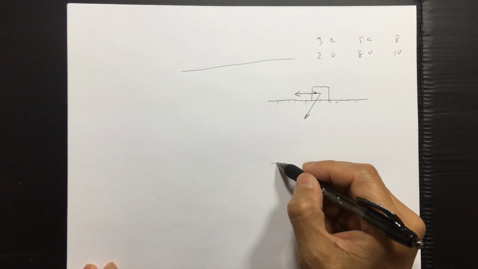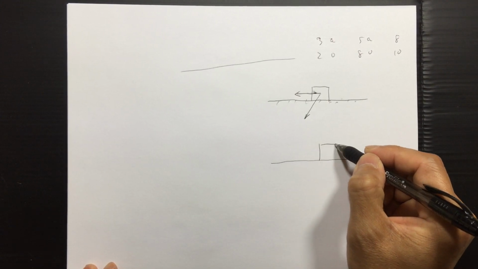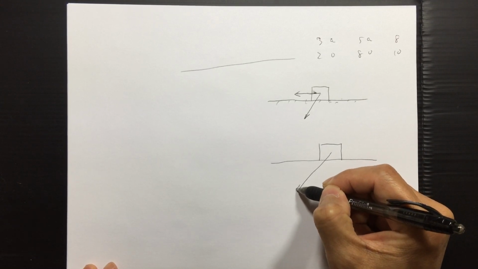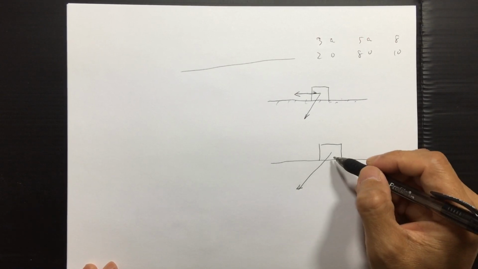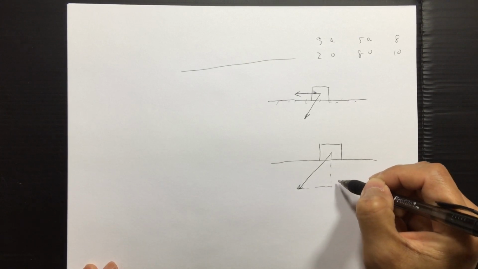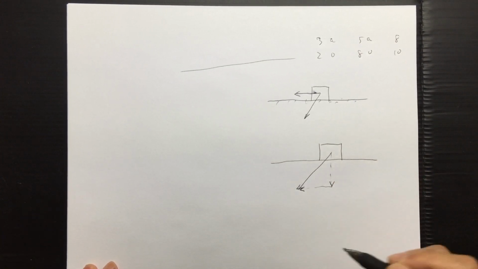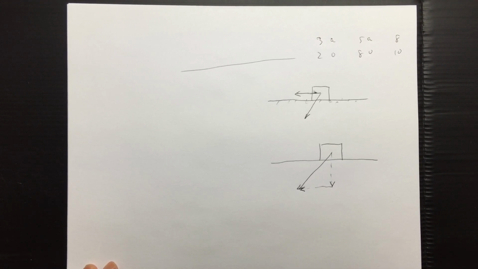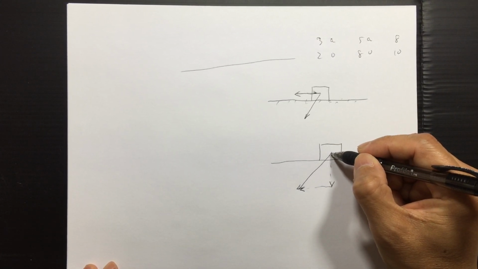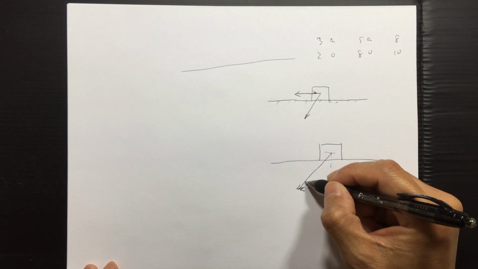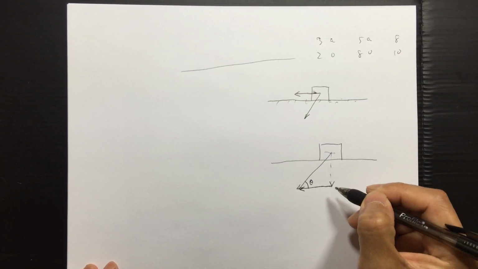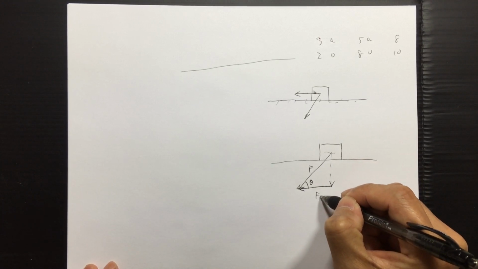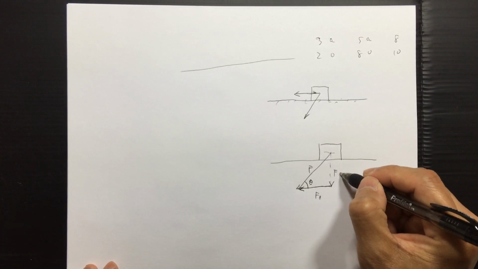In the second case, when you put a force in, this force actually has two elements. You can separate it into two elements: one is the force down and one is the force over, because there's an angle here. This is the angle theta. Let's say this is the force you put in. This is the force that's parallel to the ground, and this is the force that's vertical to the ground.